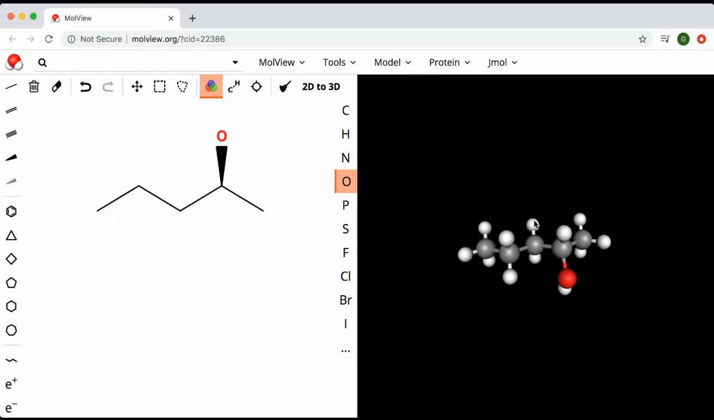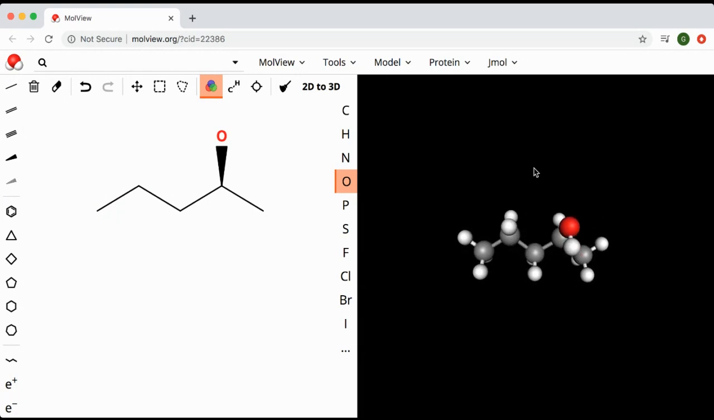I can go back again to my initial structure. Here it is, coming toward me, same pattern on the carbon chain. I can flip it the other way around.